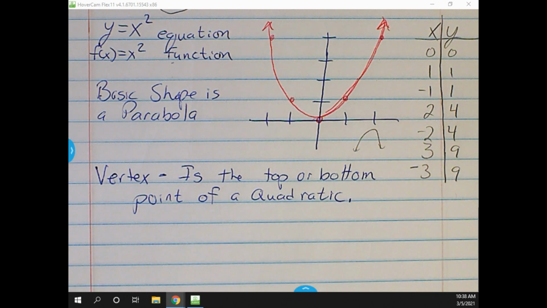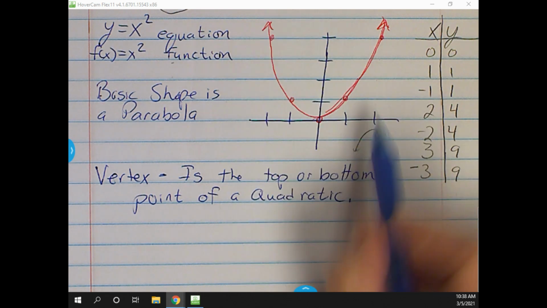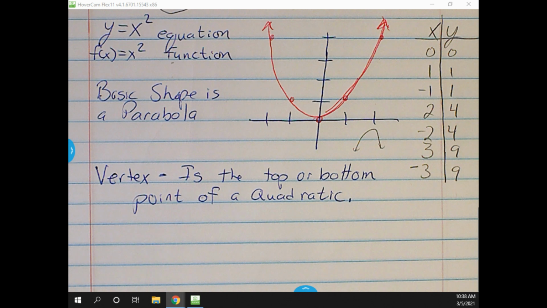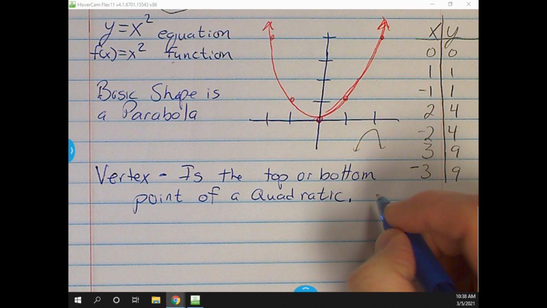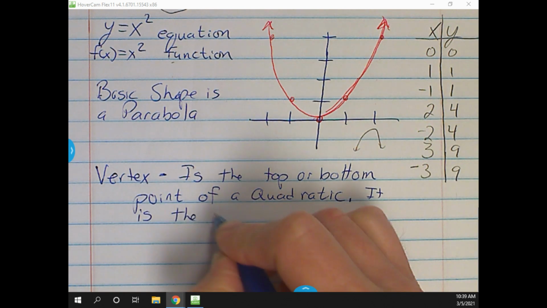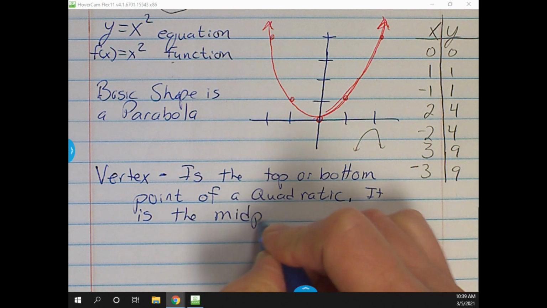So the vertex, now again, depending on which way we go. If we do a graph like this, it's the bottom point. If we had a graph like this, it would be the top point. But depending on which way the curve goes, it's the top or the bottom point of a quadratic. It is the most important point on here because it's the midpoint of the graph, if we want to think about it that way.